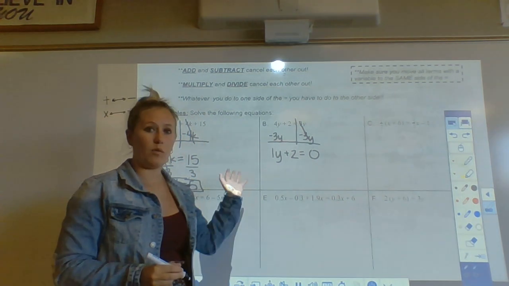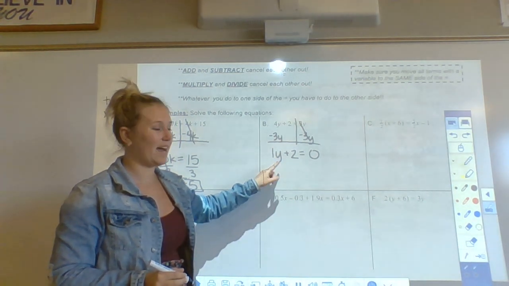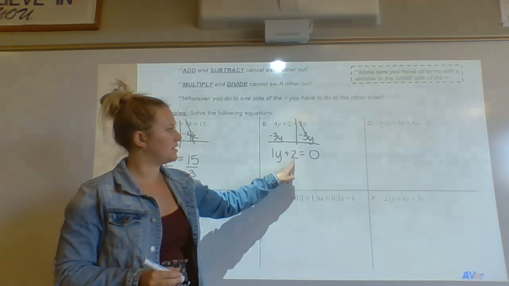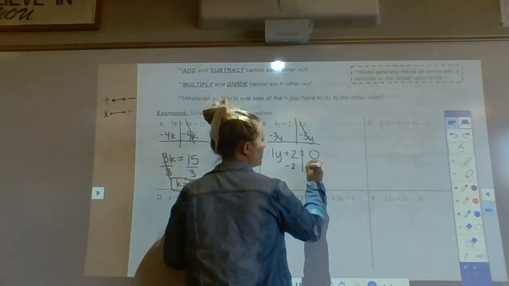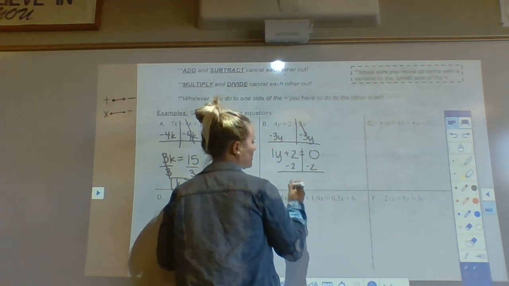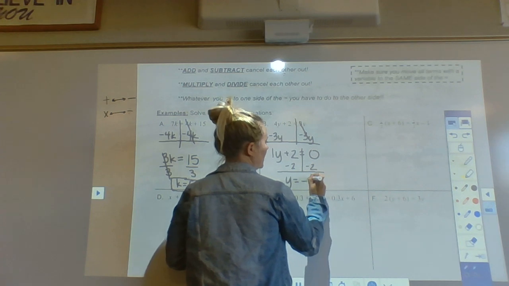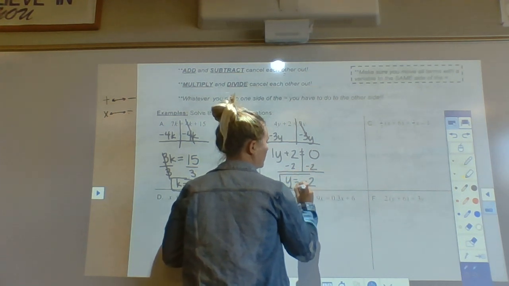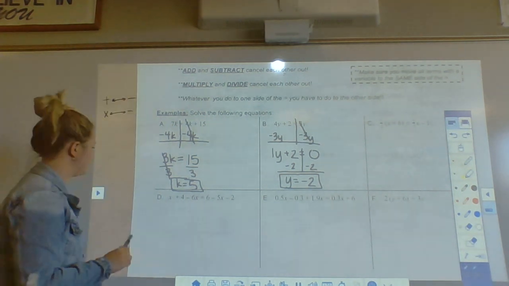So then we need to get all the y's on one side. Well, this y is happy here and it's positive, so I don't want to move that. We can move this 2. So opposite of plus 2 is minus 2 on both sides. Final answer, y equals 0 minus 2 is negative 2. Okay, I'm going to show you one other way in a different color.